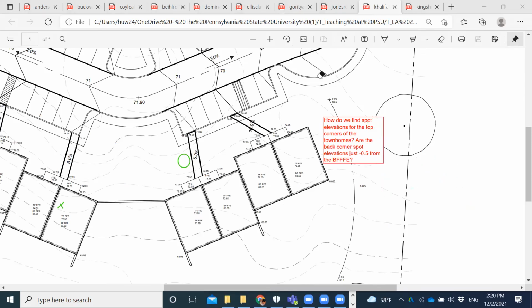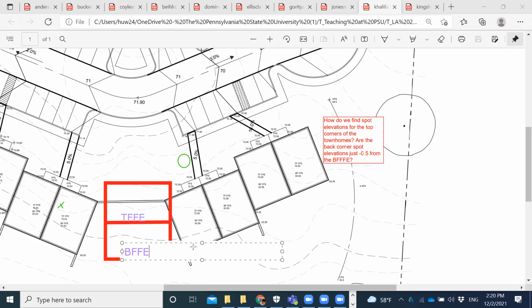Nope, they don't. So it's this situation, right? So that's the house. That's your first floor. This is your top FFE. That's your BFFE. If you don't have a walkout, the back can be this. Right? So it can actually be like that. And these spots can be below TFFE, but a lot above BFFE. Right? So you could even do something like, this is 67.